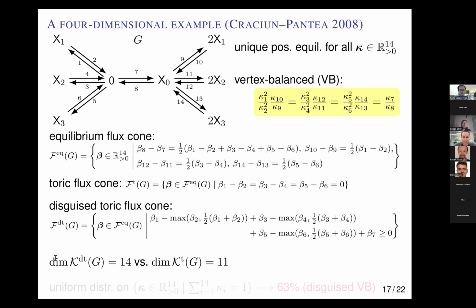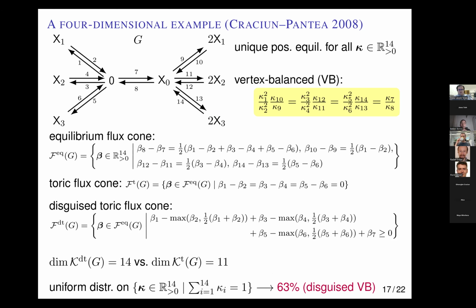So we found a much, much larger set in parameter space where we do have global asymptotic stability. And by numerical simulation, we find that in fact we were able to cover 63% of the parameter space where we do have disguised vertex balancing and therefore global stability. What happens outside this 60%, I have no idea. Maybe it's always globally stable. We have not investigated in great detail.